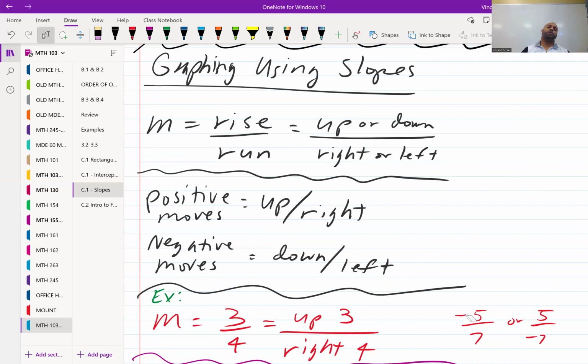So, graphing using slopes. Like I mentioned, initially when we started talking about slopes, we have a relationship called rise over run when it comes to the numbers that create your slope. The top number is going to reference your rise, which is up or down. The bottom number is your run, which is left or right. What dictates whether you move up or down versus left or right is whether you have a positive number or a negative number in your numerator versus your denominator. So for your positive moves, that would be up and right. Your negative moves would be down and left.